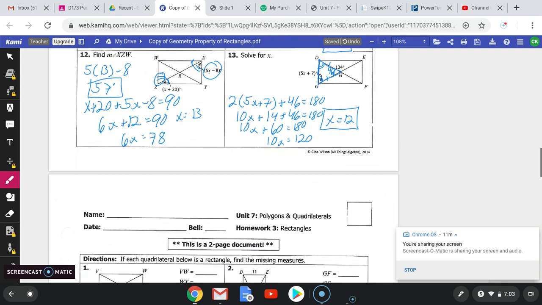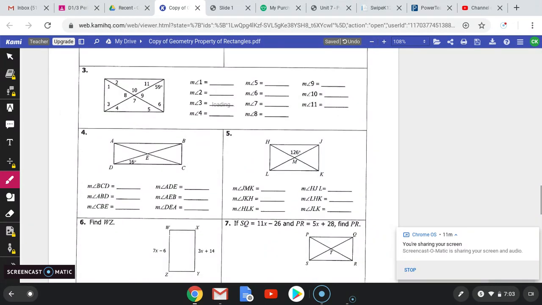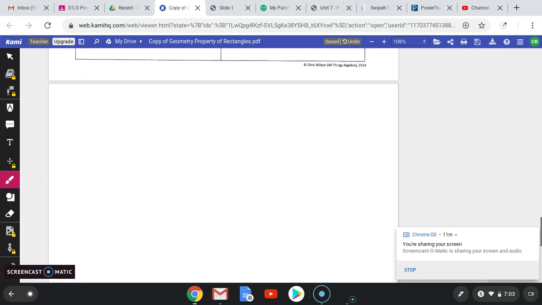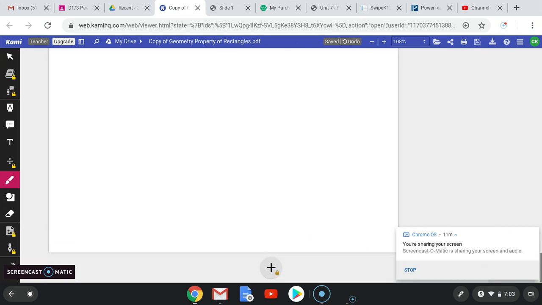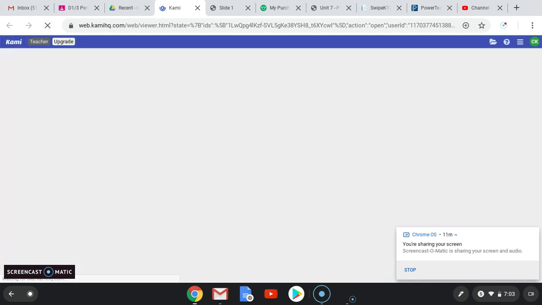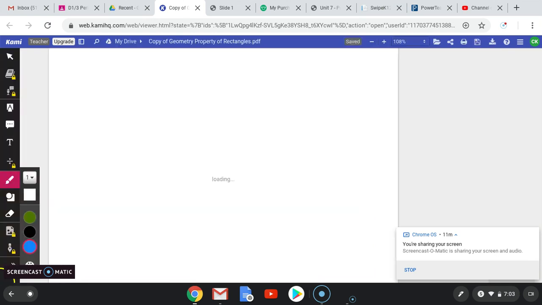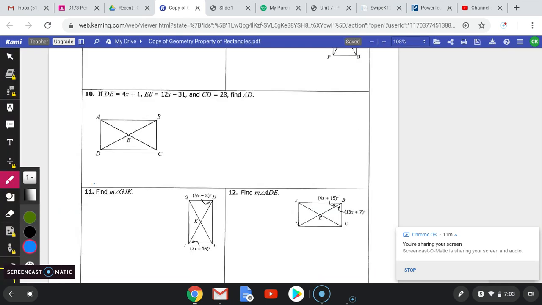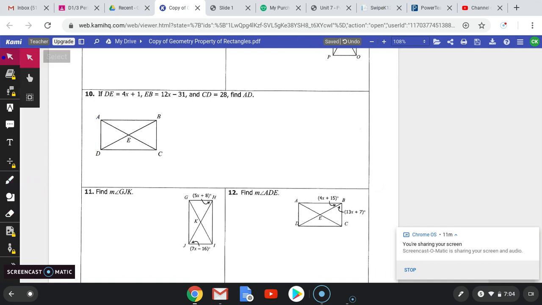So what I would like you to do for homework is I would like you to try the odd problems of this. It's not loading here, but I'm assuming there's a front and back. I'm going to just check here just to make sure. And yes, so I would like you to do the odds front and back of this worksheet.